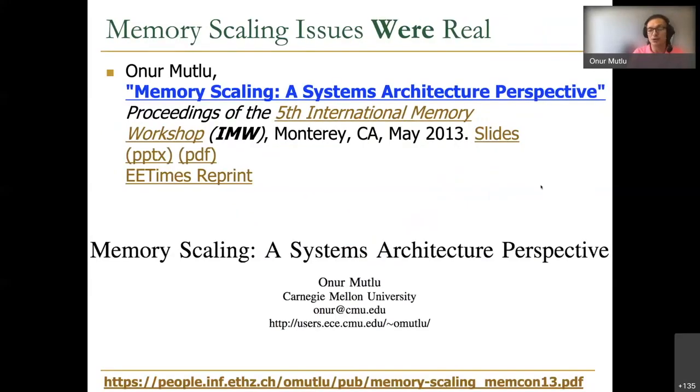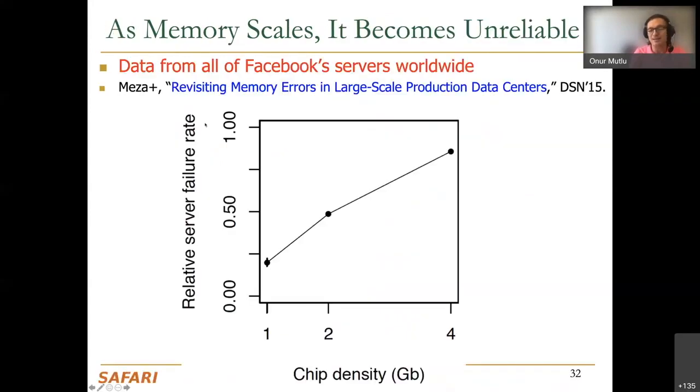But why is this motivated? What is this motivated by? Basically, we are motivated by memory scaling issues. We're having trouble with technology scaling. And this is a paper that we wrote a while ago. If you're interested, you can take a look at it. But basically, memory is having a lot of issues. And one issue is reliability.